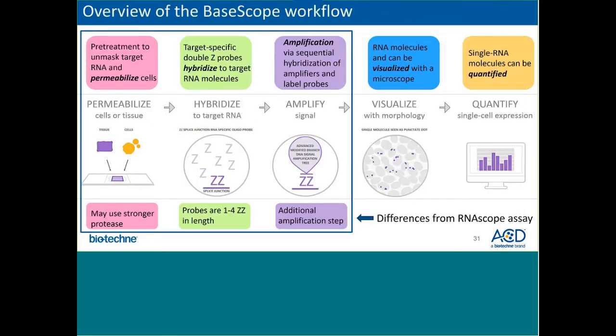The assay workflow for BaseScope is similar, except that the probes are much shorter in length. It may require a stronger protease pretreatment due to the additional amplification, and there are differences in the amplification structure, which allows detection of much shorter probes as opposed to the standard RNAscope probe design.